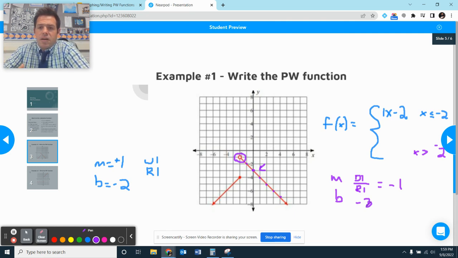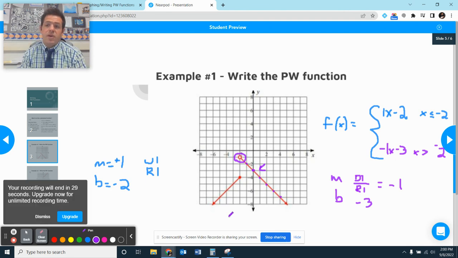So now when I write this out, I've already written down the interval in inequality notation: x is greater than -2. But what about the linear function? Slope is -1, y-intercept is -3, so I would write that as -1x minus 3. So there's my piecewise function, completely completed. f of x is equal to 1x minus 2 when x is less than or equal to -2, and then my second function, -1x minus 3, when our x values are greater than -2.